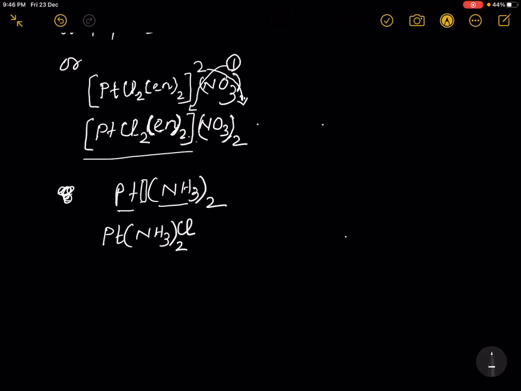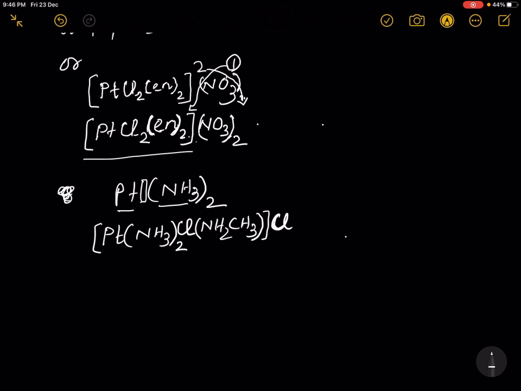Cl. Then bracket starts NH2CH3, NH2CH3 bracket ends, then square bracket ends, then Cl. We have to write the name of this complex compound.